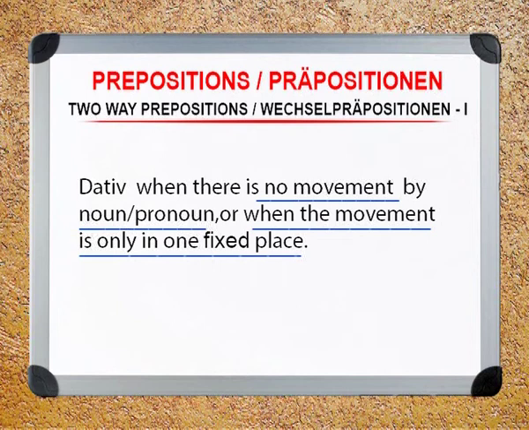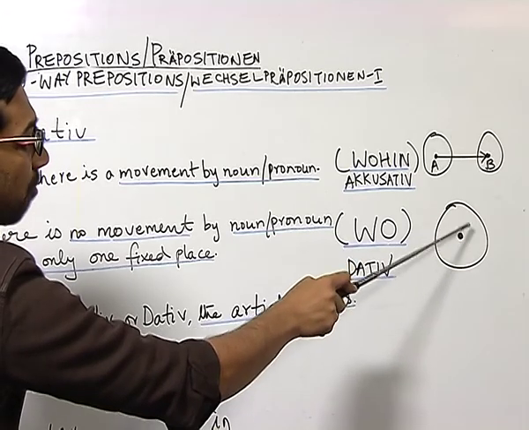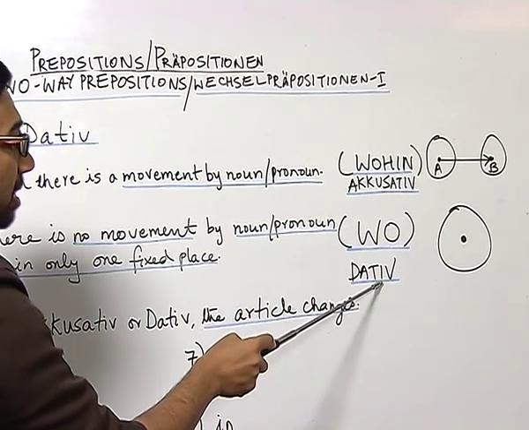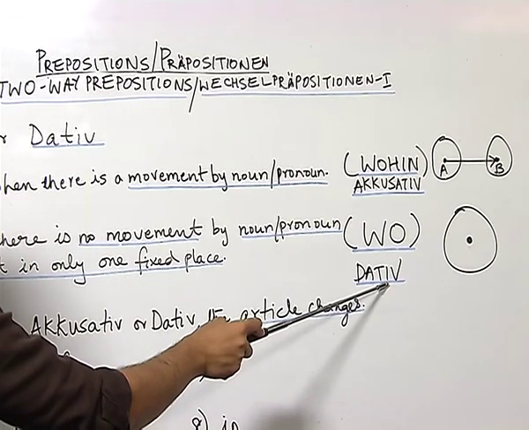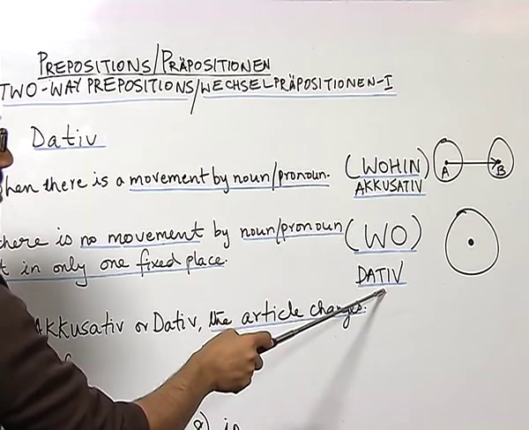The other feature of this preposition is that it becomes dative when there is no movement by noun or pronoun, or the movement is only in one fixed place. So, for that we have the W question wo, and as you can see from the diagram, there is no movement, the body or the noun or the pronoun is at one place fixed in this area, and in that case it becomes the dative preposition. So, remember the W questions here, we have wohin, which is accusative, and wo, which is dative.